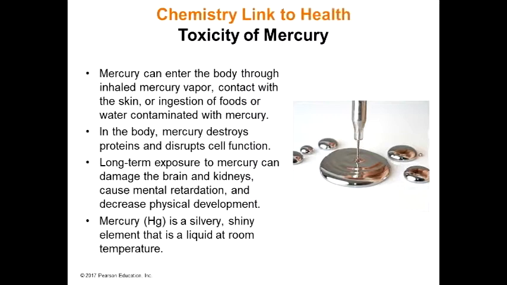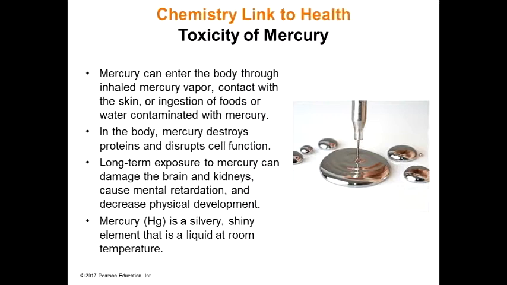Mercury is a silvery, shiny element that is a liquid at room temperature. If you have mercury thermometers in your home, you might call the power company or whoever, and they will usually take them out free of charge for you. So be aware of that.